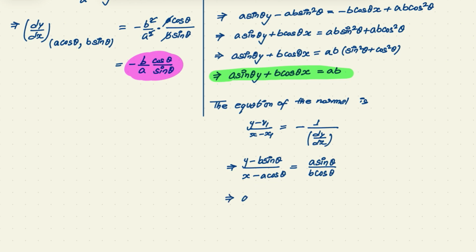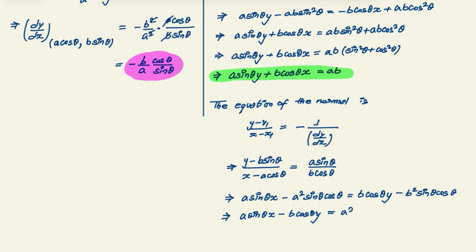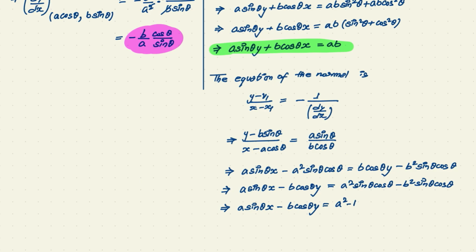So here it will be a sin theta x minus a square sin theta cos theta equals to b cos theta y minus b square sin theta cos theta. So let us keep x and y on one side, that will be a sin theta x minus b cos theta y equals to a square sin theta cos theta minus b square sin theta cos theta. You can simplify it further, then it will be a sin theta x minus b cos theta y equals to, taking out sin theta cos theta common, we will have this.